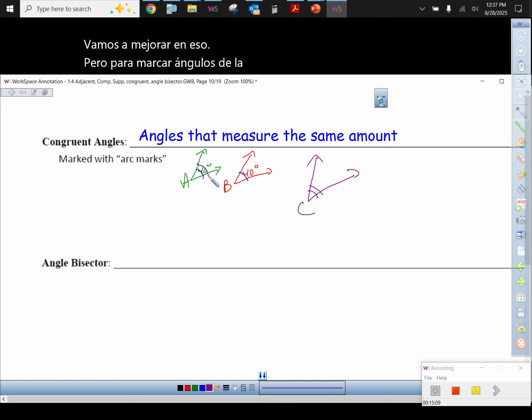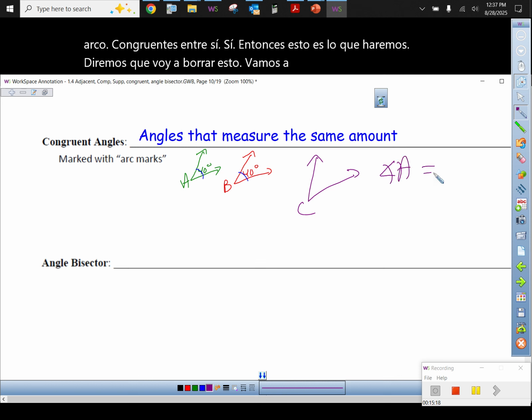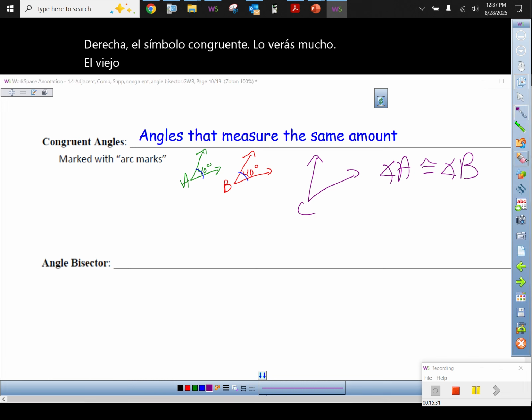Yeah. Then, here's what we'll do. I'm going to just erase this. We're going to go back to what we had. Angle A is congruent to angle B. Do you remember the congruent symbol, right? The congruent symbol. You'll see that a lot. The old congruent symbol. So angle A is congruent to angle B.